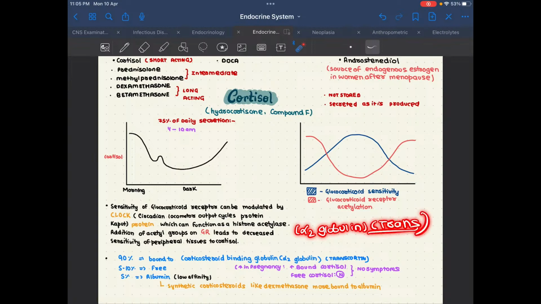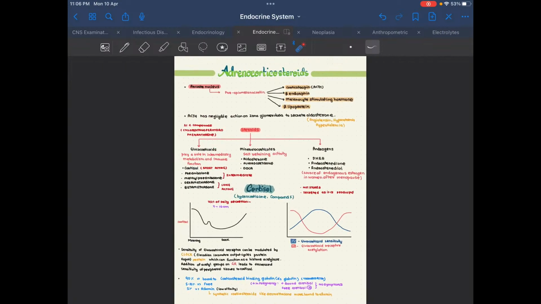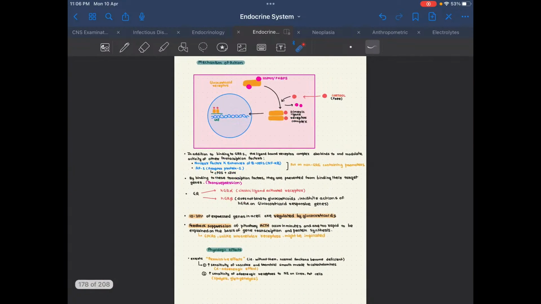So sometimes people like to ask you which is the major protein that your steroid hormones bind to, in case जो हम ये पढ़ रहे हैं, that is your corticosteroid binding globulin. It's alpha 2 globulin and it's also known as transcortin. 5 to 10% of it is free and some minimum amount is bound to albumin. Okay, low affinity, right? And just remember, जो synthetic steroids हैं, for example, your dexamethasone वगैरह, they're more bound to albumin ratio wise as compared to your corticosteroid binding globulin because ये बाहर से आ रहे हैं.